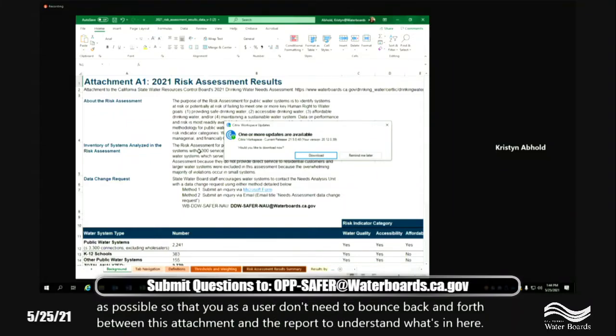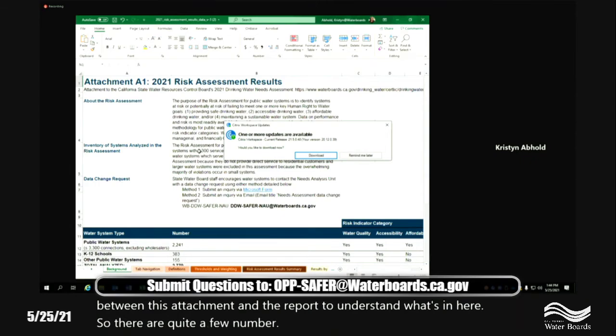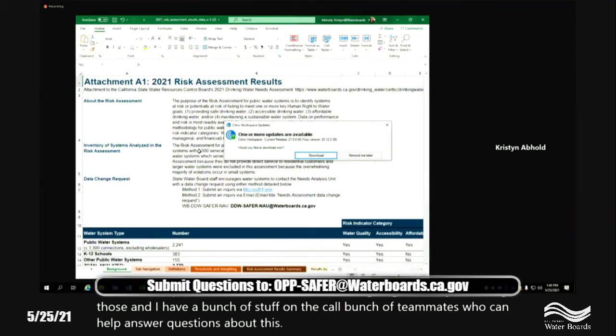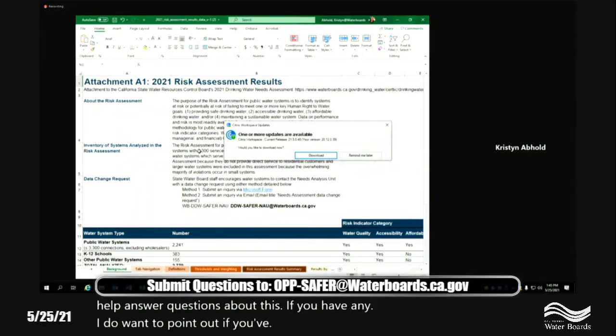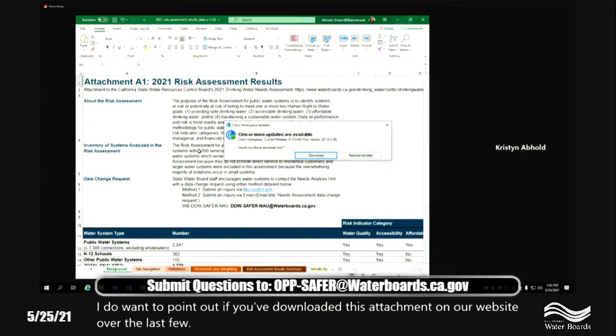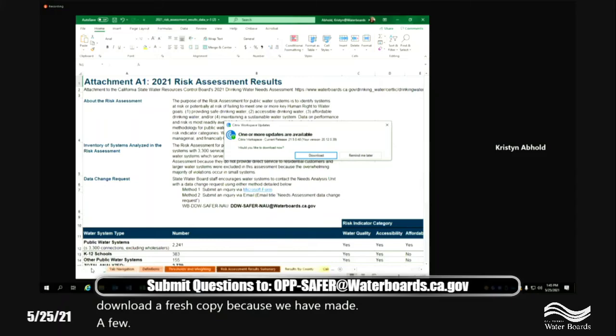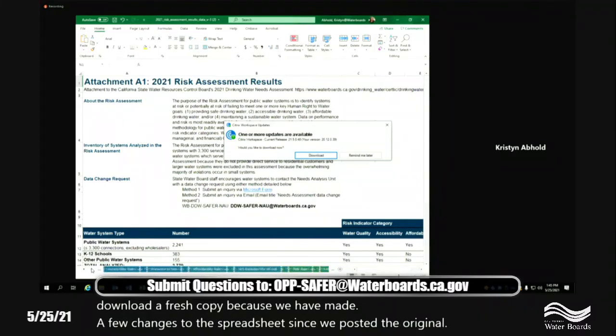So there are quite a few number of tabs, and I'm going to walk you through those. And I have a bunch of staff on the call, a bunch of teammates who can help answer questions about this if you have any. I do want to point out, if you've downloaded this attachment on our website over the last few months, I do encourage you to go back today and download a fresh copy, because we have made a few changes to the spreadsheet since we posted the original spreadsheet back in April.